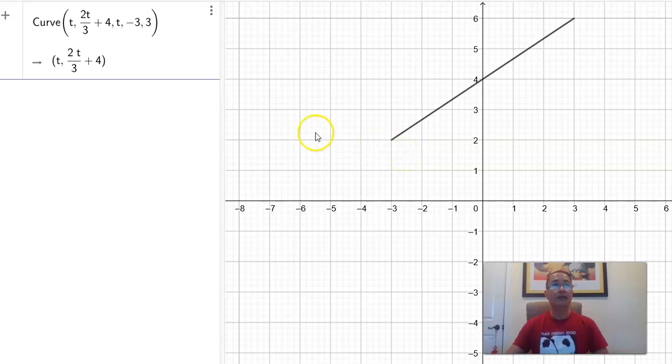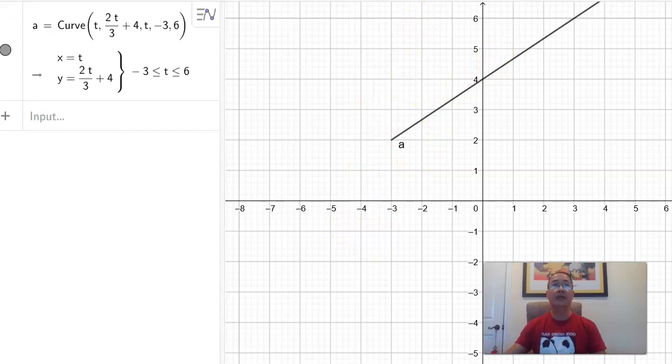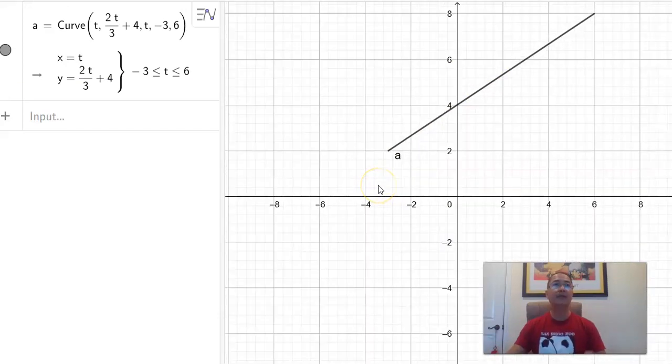Which way is the curve being traced? Because our slope is positive and our x is t, it's of course going from left to right. How can we be sure about that? Well, we can play with the starting and ending values. What if we just ended at 0? We stopped at 4. What if we ended at 6? Now it's a little bit further away. Let me just zoom out a little bit. There you go. So yes, this line is being traced from left to right.